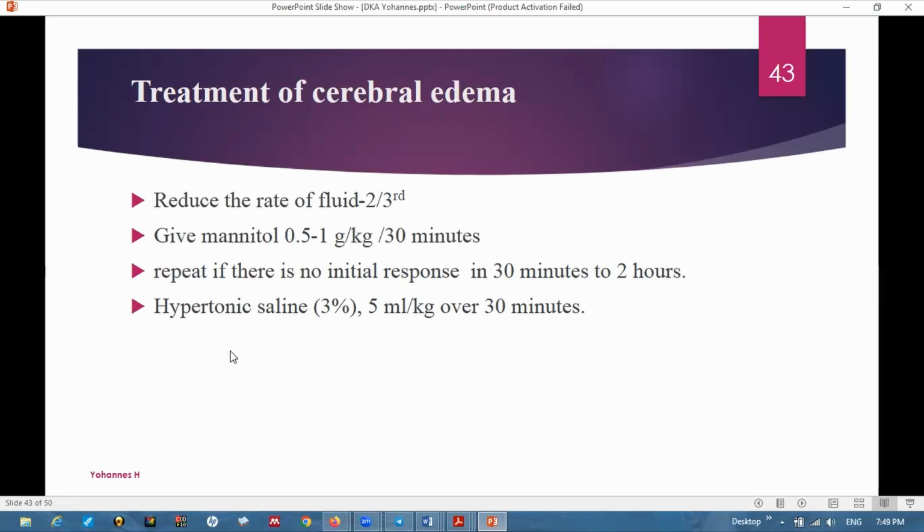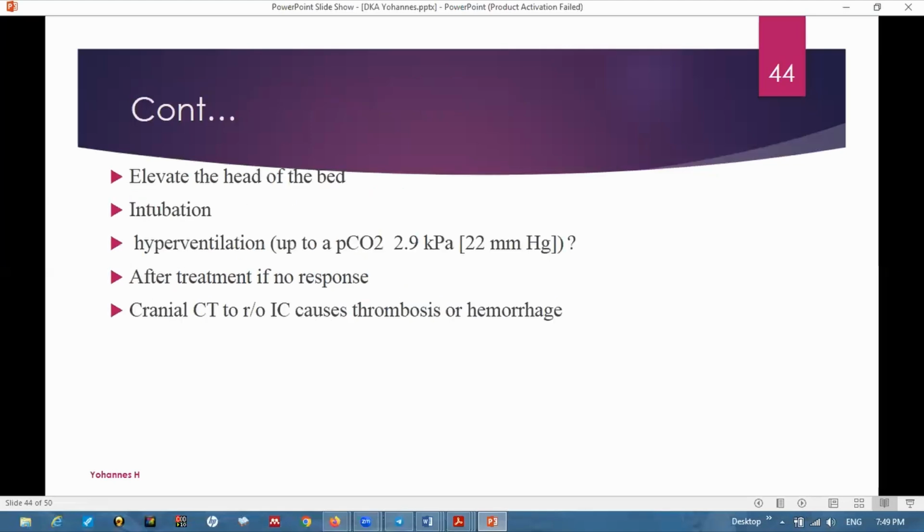Otherwise, we can also use hypertonic saline 3%, 2.5 up to 5 ml per kg over 30 minutes. Sometimes we can use both hypertonic saline and mannitol if the cerebral edema is severe. We should elevate the head, and if the GCS is less than 8 or if the patient can't maintain the airway, we should intubate them.